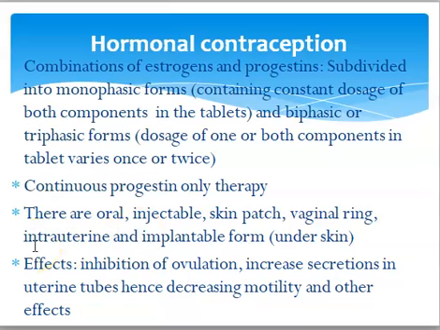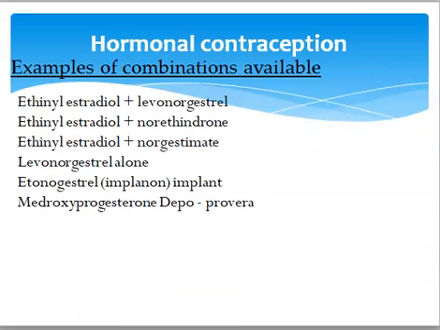Now, the effects of this hormonal contraception: they inhibit ovulation, and increase secretion in the uterine tubes, hence decreasing motility. There are other effects. Remember, this is a short presentation. If you go on a reproductive health website, you can get others, or even other websites. Why I'm saying reproductive health is because they deal more in this and have good information.